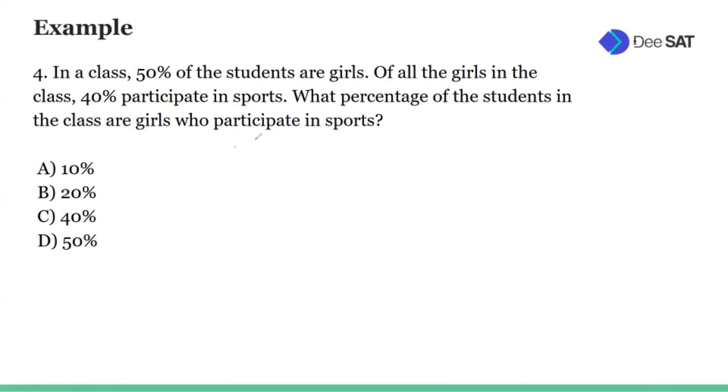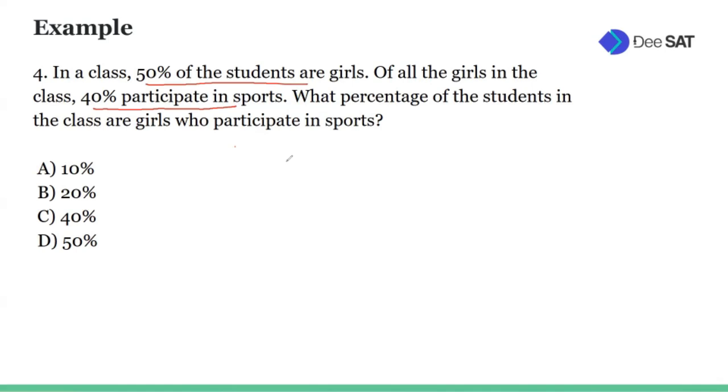it says in a class, 50% of the students are girls. Out of all the girls in the class, 40% participate in sports. So what percentage of students in class are girls who participated in sports? So there are 50% girls, and 40% of these 50% girls play sports.